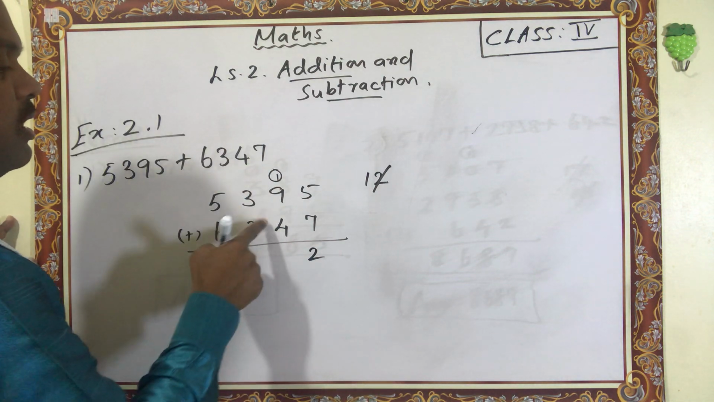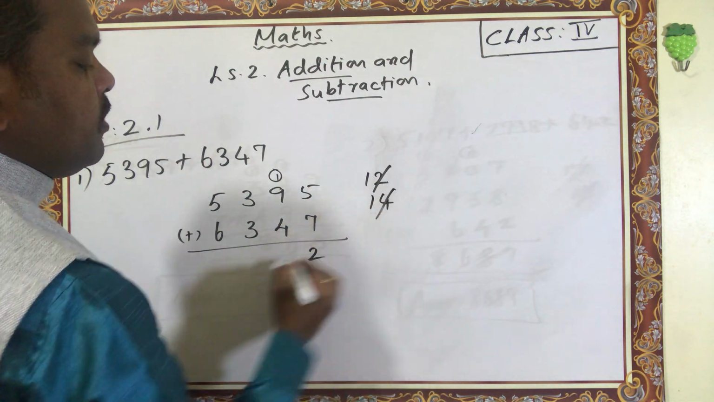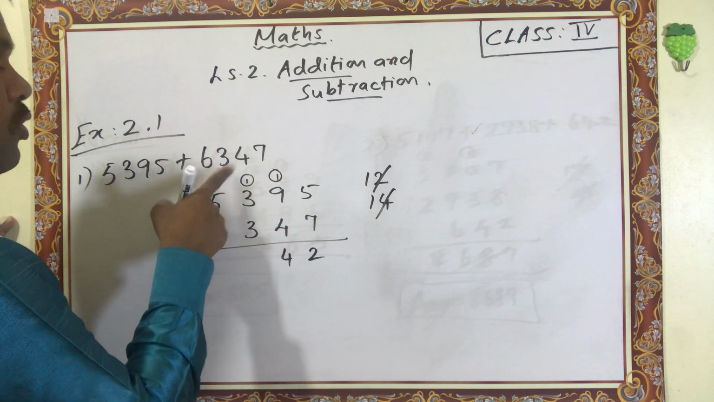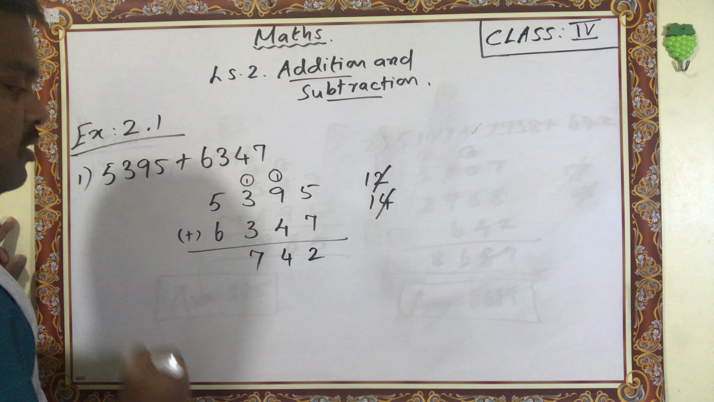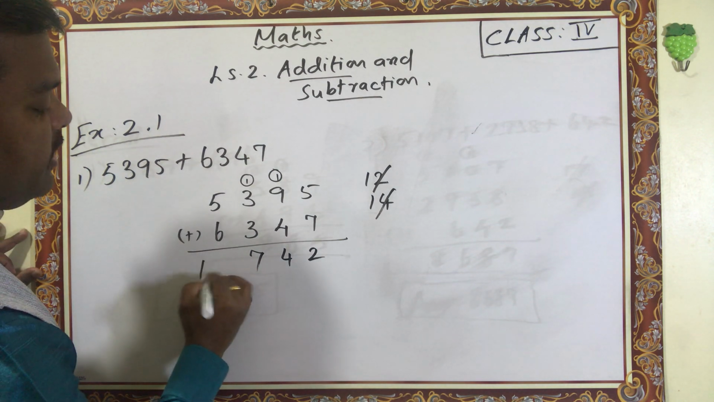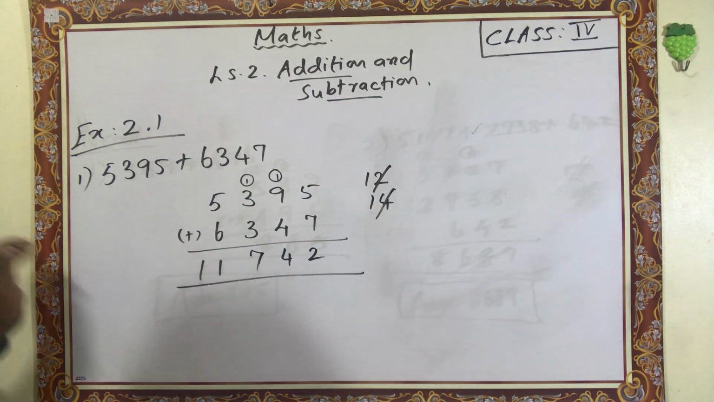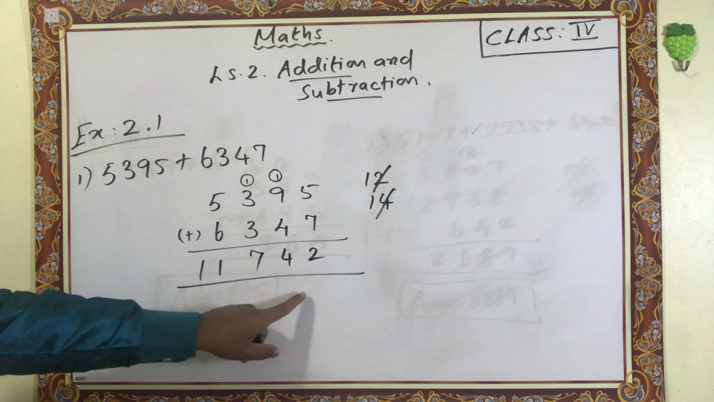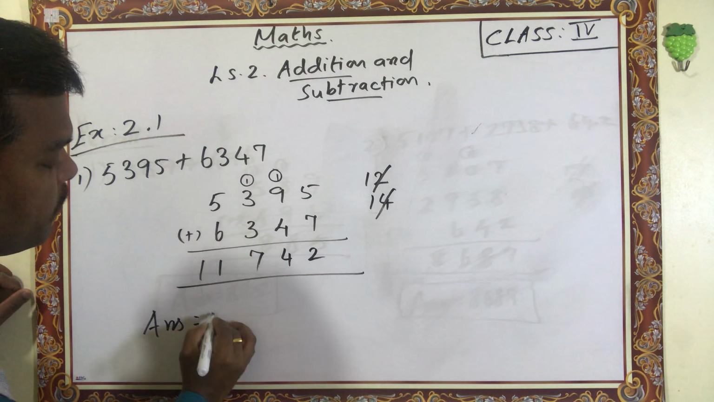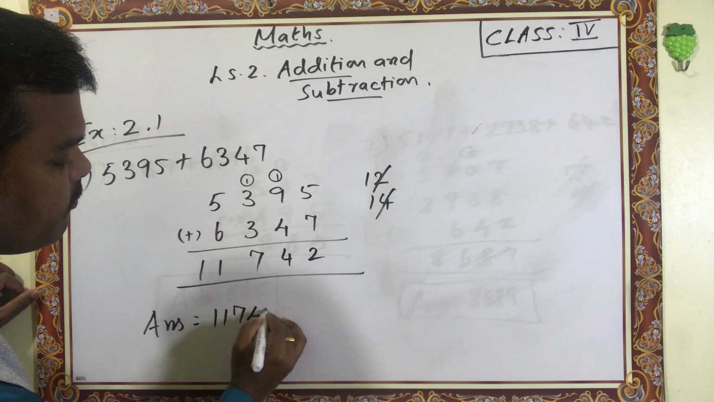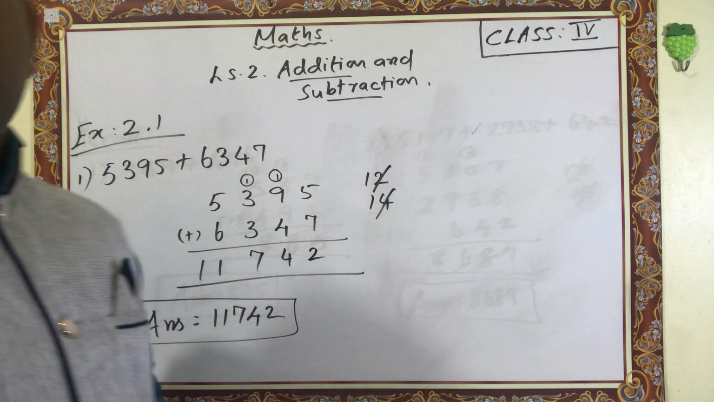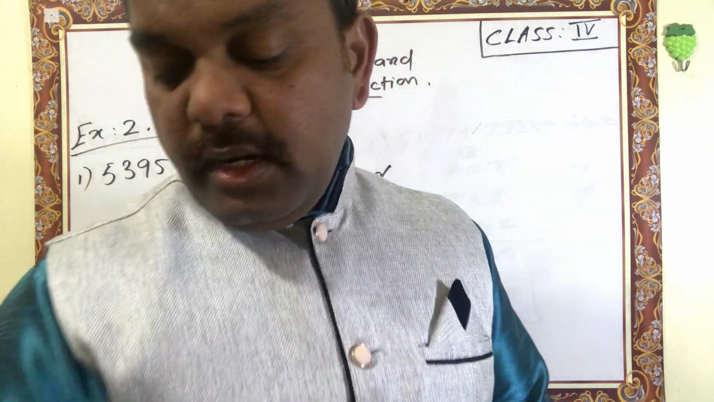9 plus 1, 10. 10 plus 4, 14. Balance 1. Carry here. 1. 3 plus 1, 4 plus 3, 7. 6 plus 5, 5 plus 6, 11. See, this is a 4-digit number, and you are getting a 5-digit answer. So the answer is equal to 11,742. Put it in the box. Understood? So this is the way you have to add everything.